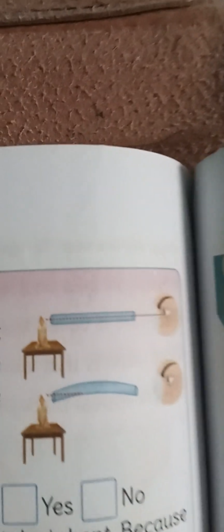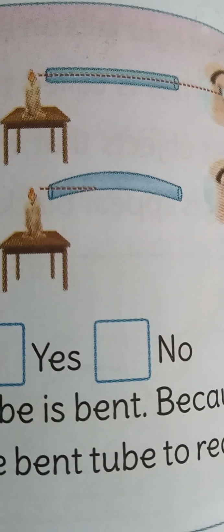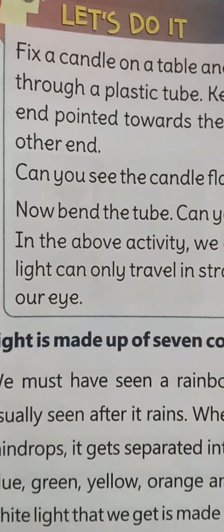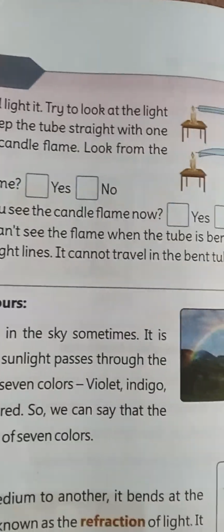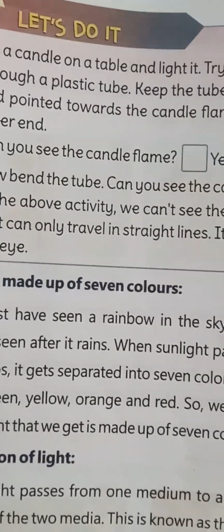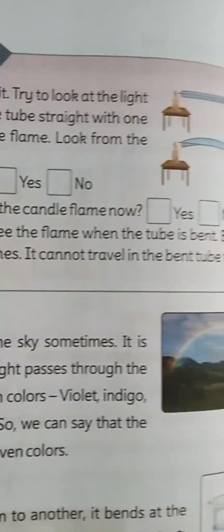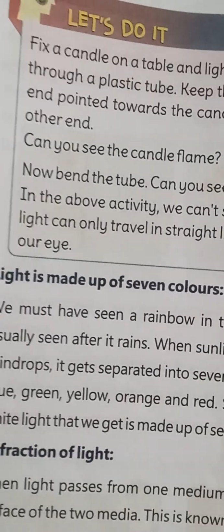In the first case, when the tube is straight, we can see the light because light travels in a straight line. When we bend it, we can't see the flame of the candle. So in the second case, now bend the tube. Can you see the candle flame now? In the above activity, we cannot see the flame when the tube is bent because light can only travel in a straight line. It cannot travel in the bent tube to reach our eye.